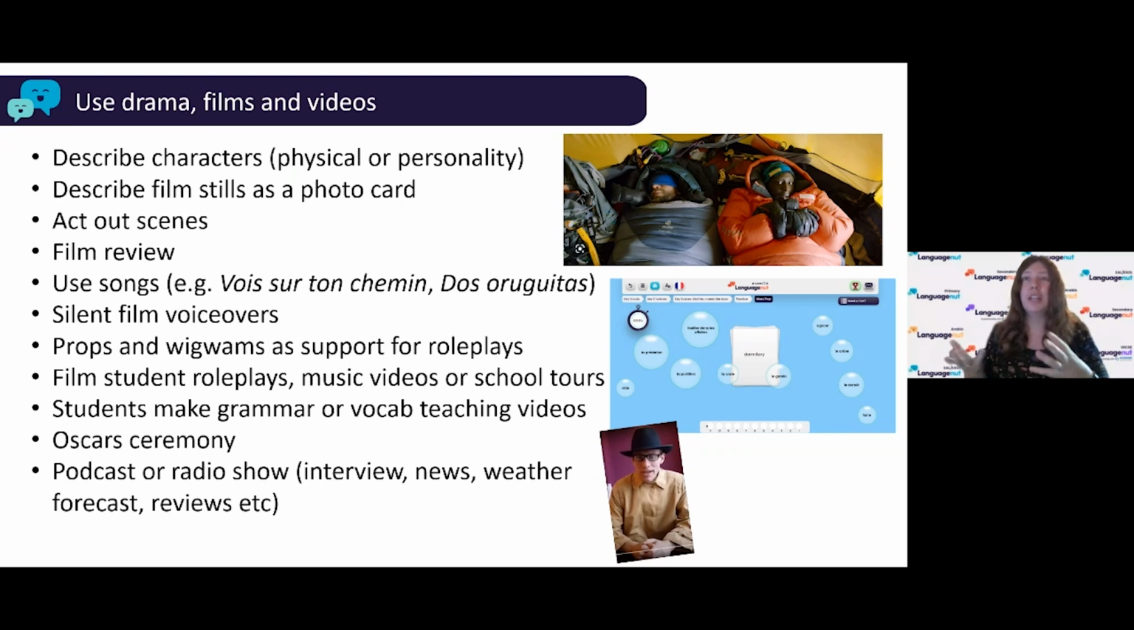Another way, if you're a Spanish teacher, Dos Orejitas from Encanto. Even though Encanto is obviously a film that's mostly in English, of course you can watch it dubbed into Spanish. That particular song is written in Spanish. It has really, really beautiful vocabulary. So lots and lots of things that you can do with that.